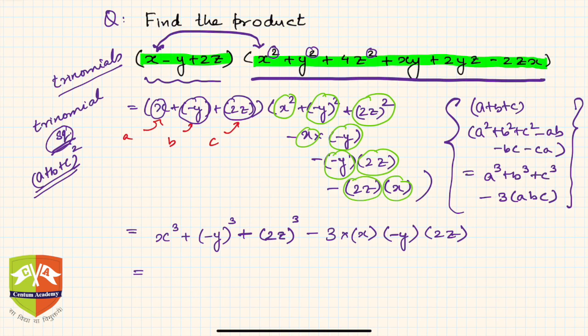So the answer would be x cube, and then minus y whole cube is nothing but minus y cube, plus 8z cube, and then minus and minus becomes plus, so 6xyz. Why 6? 3 into 2 is 6xyz. So this should be the final product when you multiply these things: x cube plus y cube plus 8z cube plus 6xyz.